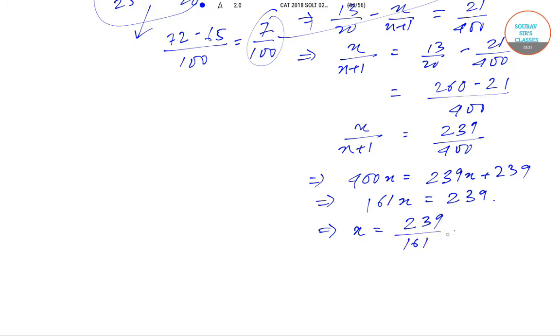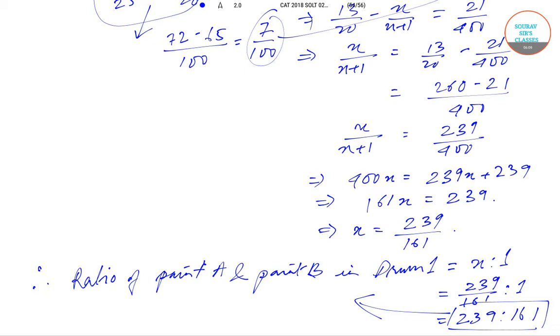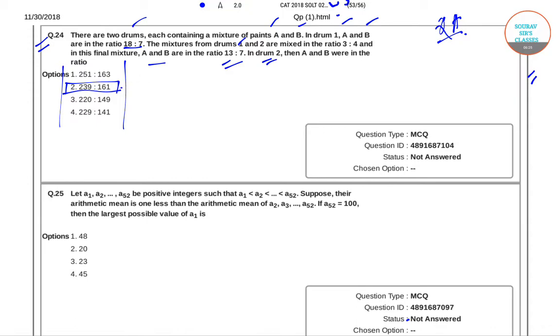239/161. So the ratio of paint A and paint B in drum 2, which we have already taken as x is to 1, is basically equal to 239/161 is to 1, which ultimately comes down to 239 is to 161. If you check in the options, this will be an option in the answer sheet. So this is the process in which you solve question number 24. Let's move on to the next question. As you can see here, 239 by 161, which is option 2, is the correct option.